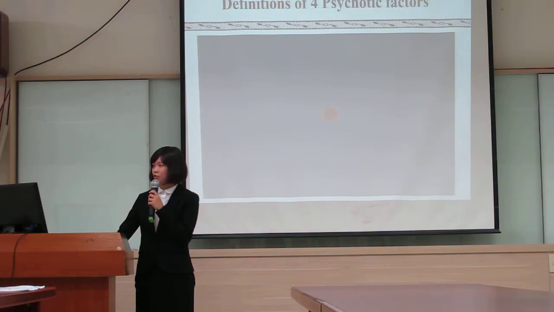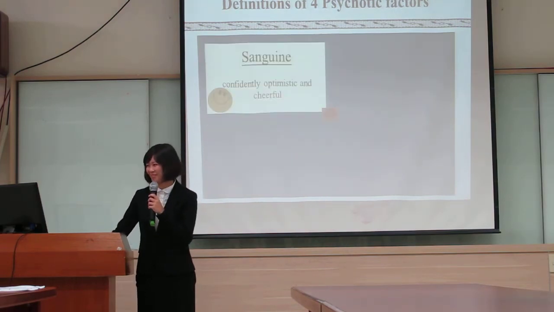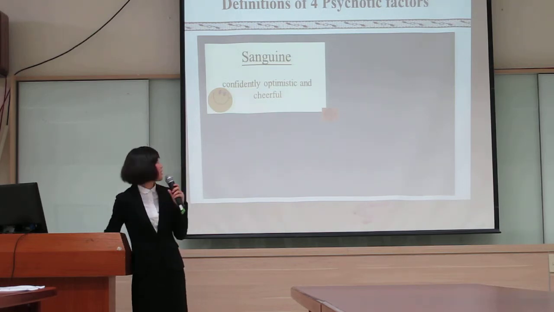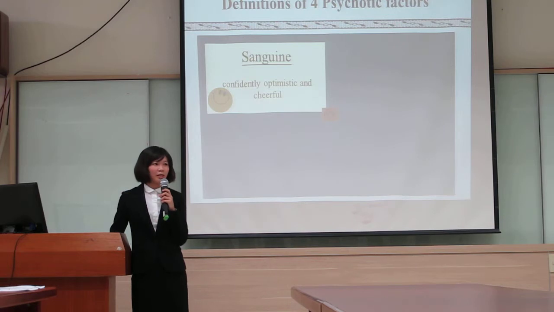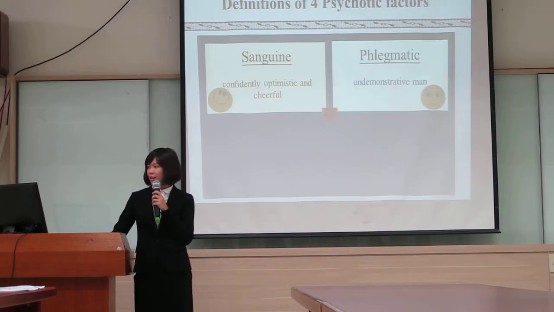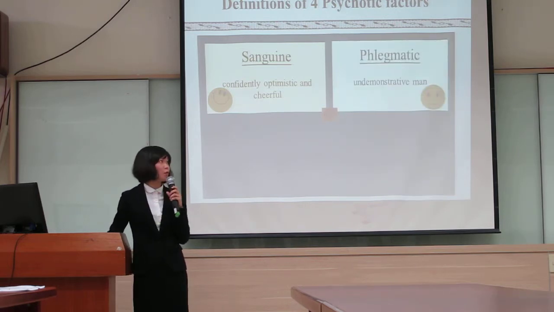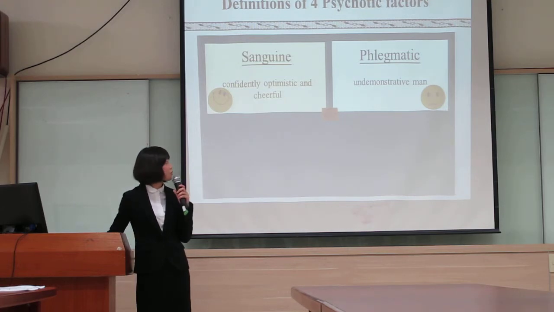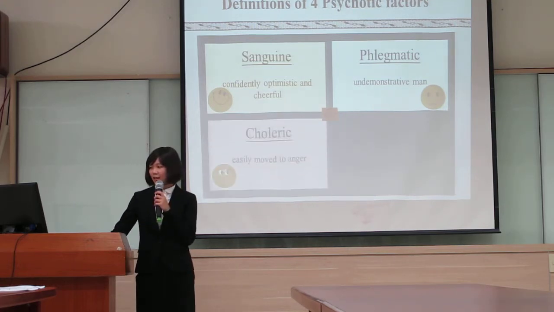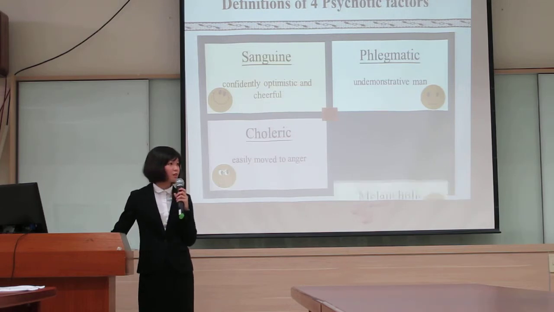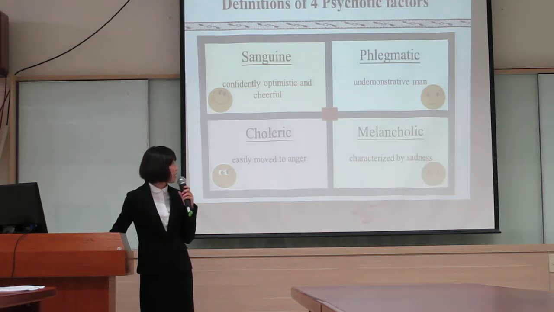Here are the definitions of 4 different psychotic factors. Sanguine means someone who is confidently optimistic and cheerful. And phlegmatic means someone who is undemonstrative. And choleric is someone who easily moves to anger. And melancholic is characterized by sadness.